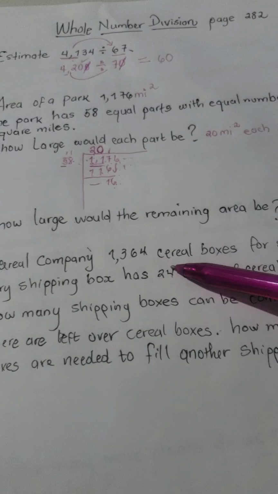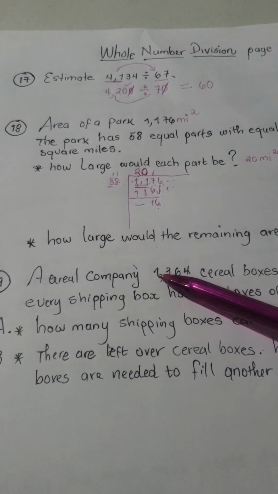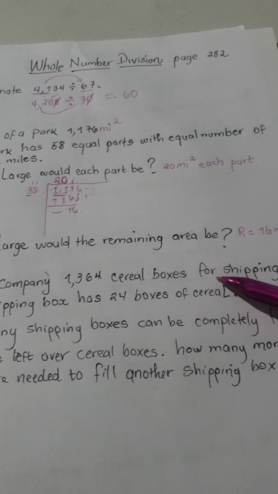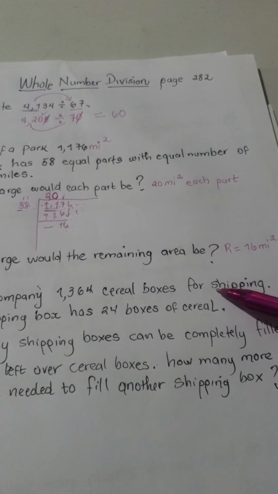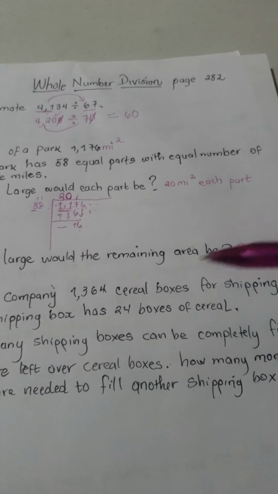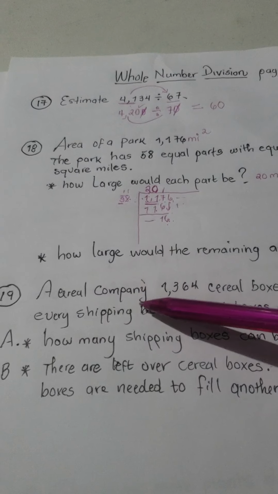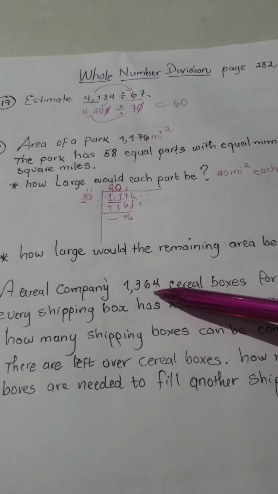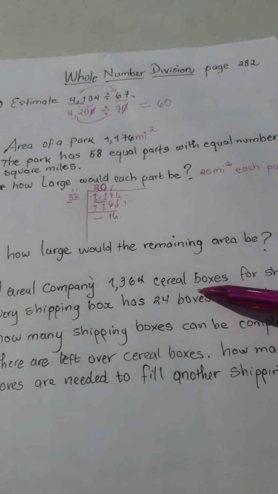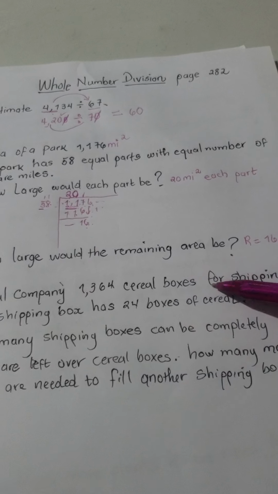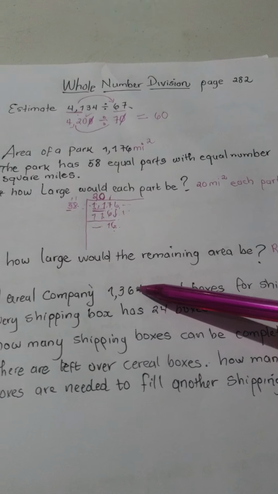A cereal company, they pack shipping boxes. Shipping boxes are very, very big boxes, and inside these boxes you have small cereal boxes. So a cereal company has 1,364 cereal boxes for shipping. Okay, this is the total of cereal boxes.